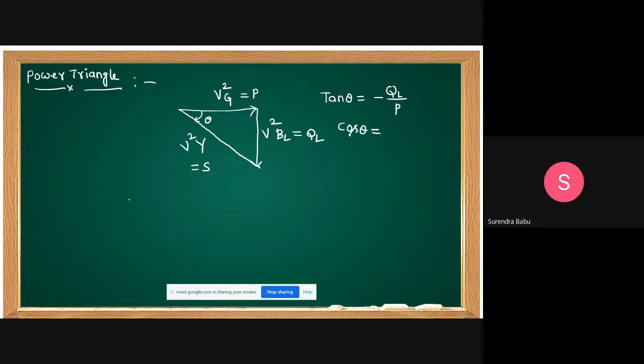What is the cos theta, students? Cos theta equal to? Yes. How much? P by S. Yes, adjacent by hypotenuse. It is P by S. You got the answer. Why have you taken this negative?